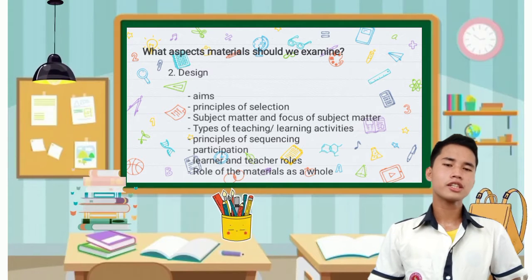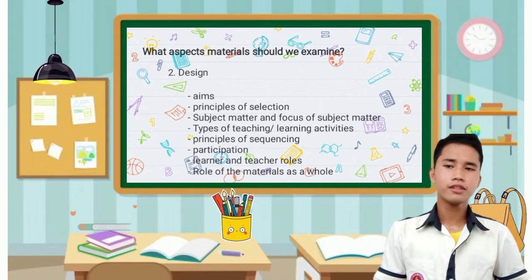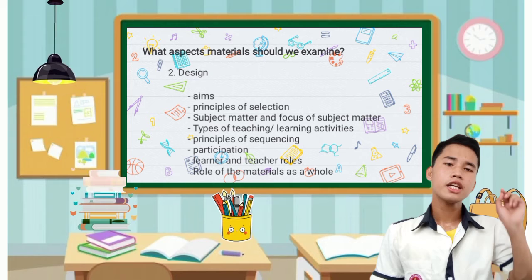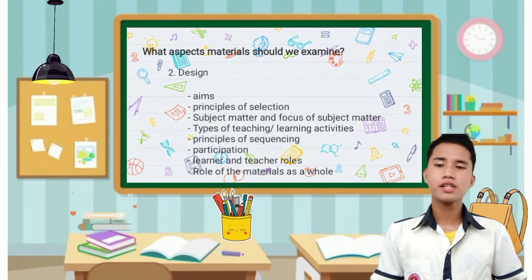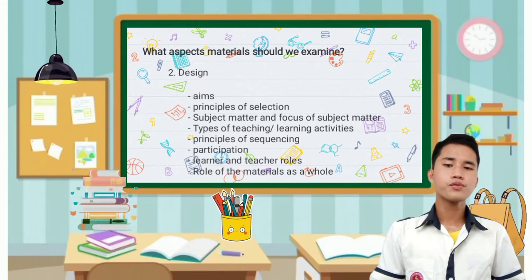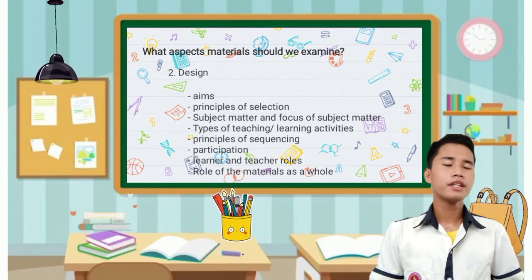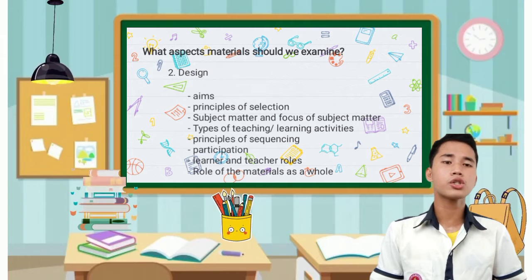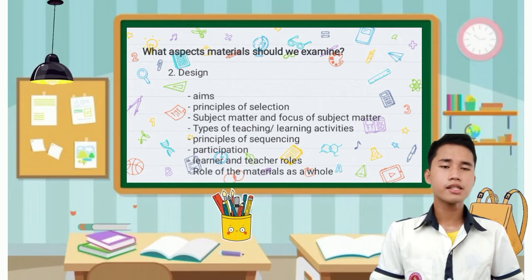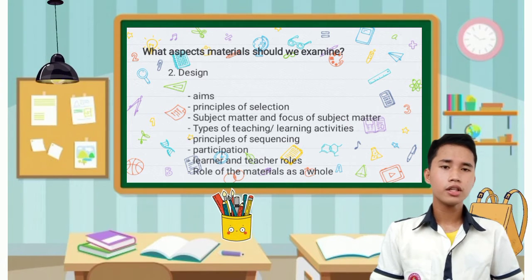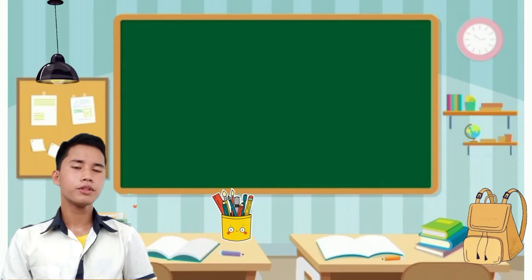Now, the second section is design. When you wish to examine a certain material, you can focus on the design, and you can look at the aims of the book, the principles of selection, the principles of sequencing, subject matter and focus of subject matter, types of teaching and learning activities used in the book, participation, and also the learners' roles and teachers' roles. Lastly, you can also look at the role of materials as a whole, or the purpose of the material in the classroom. So that is one of the general frameworks for analyzing materials.